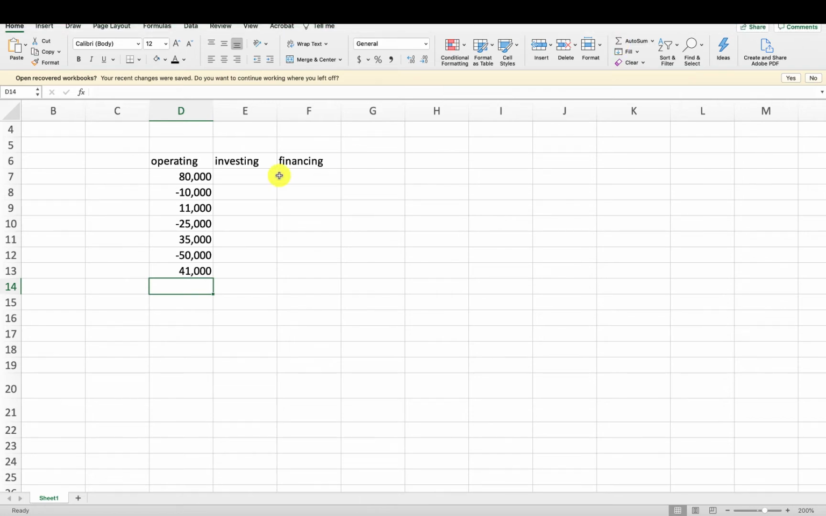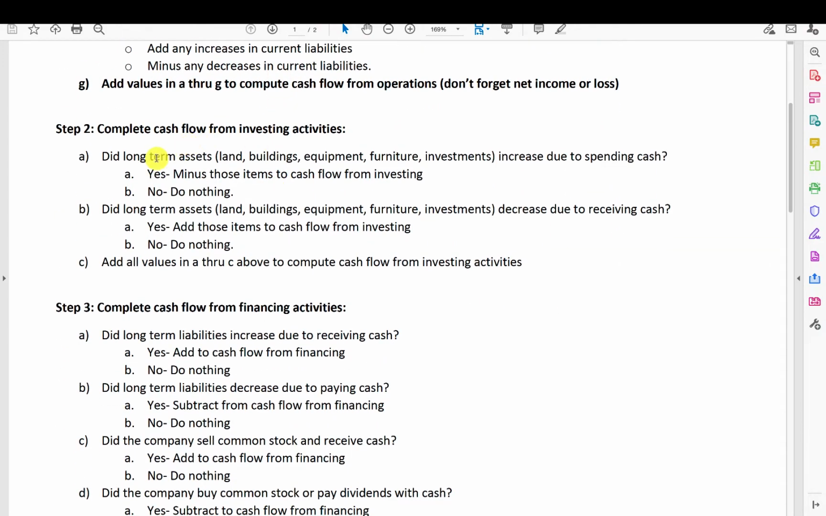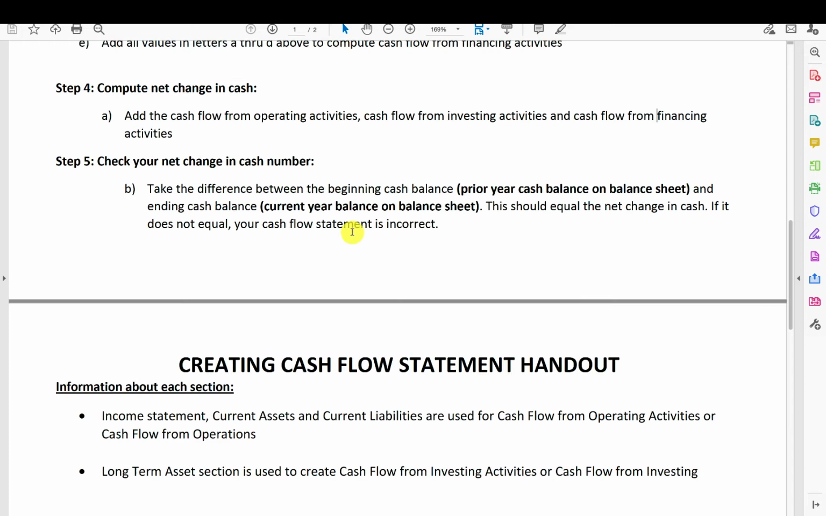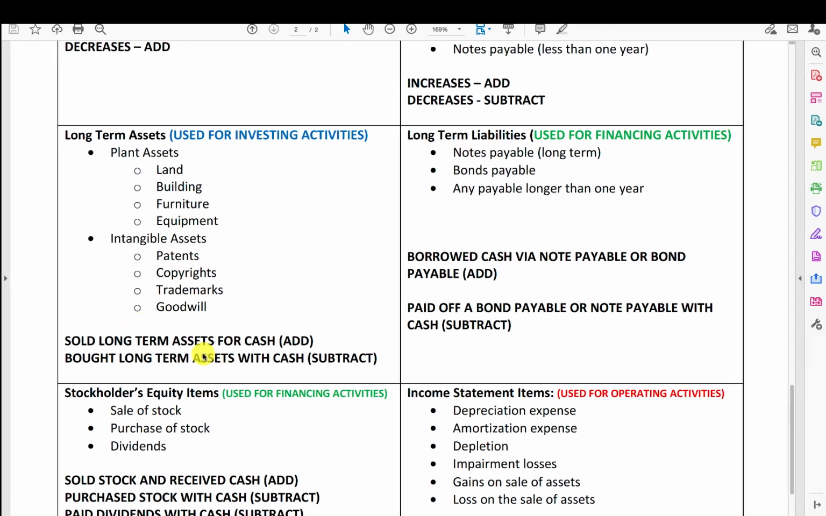Now I need to do investing. Well, how do we do investing? If you go back to the handout, investing is long-term assets, changes in long-term assets, right? If long-term assets increase due to spending cash, we subtract. If long-term assets decrease due to receiving cash, we add, right? So if we sell assets and we get money, that's an increase. If we buy assets with cash, then that's a decrease. All right, so if you don't know what the long-term assets are, you can just look here, and here's a good example of what the long-term assets are, and then the rule down here at the bottom, right?